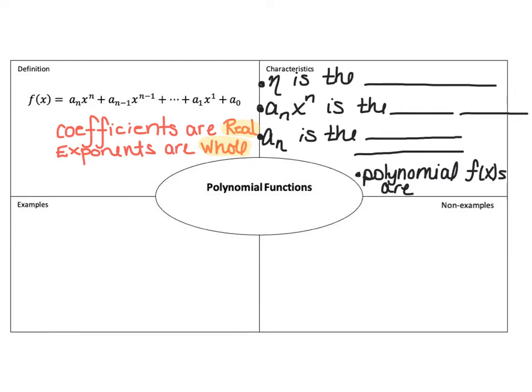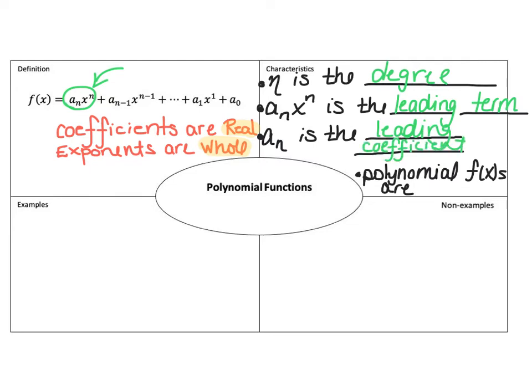Let's look at some characteristics. So n is known as the degree, so the highest exponent on the variable after it's been simplified, we call it the degree. Like, think how hot it is. This first term, this a sub n times x to the nth, is known as the leading term. And a sub n, which is the first coefficient in front of that, is known as your leading coefficient.